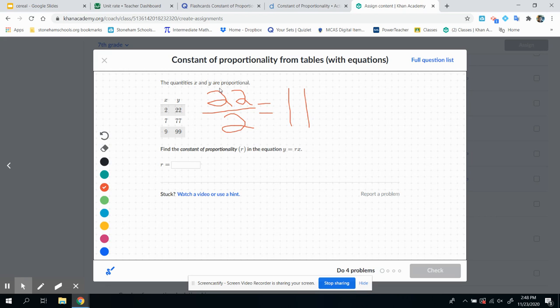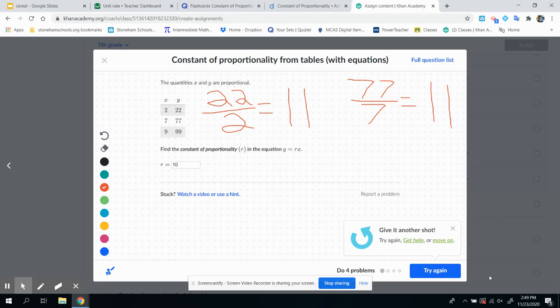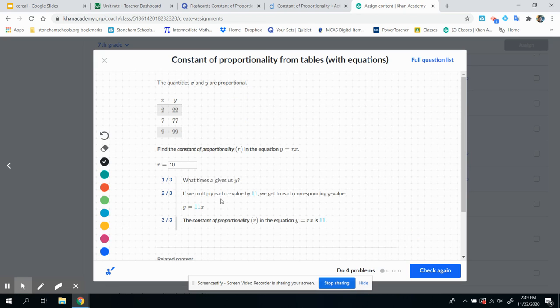Now, because it's a constant of proportionality, what that means is if I took a different point, right, the 77 divided by the x value 7 here, I get the same value. You should get the same value for all three things here. So that means that my constant proportionality is 11. Now, let's just say I got this wrong here. Oh no, instead of moving on, right? Remember, you can get help, right? And it shows you that you should have had 11, right? What times x gives us y? 2 times 11, right? Would give us that value.